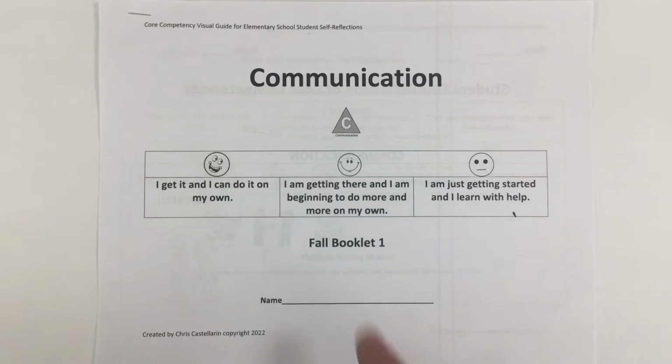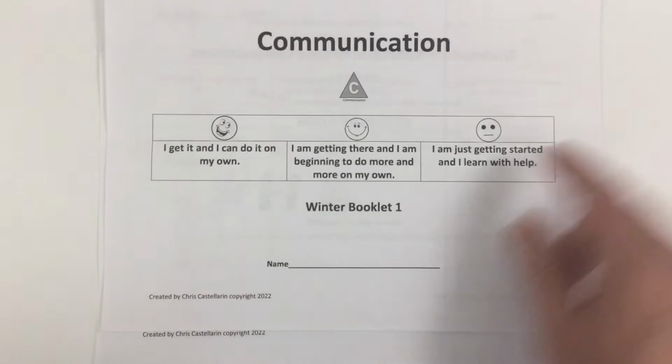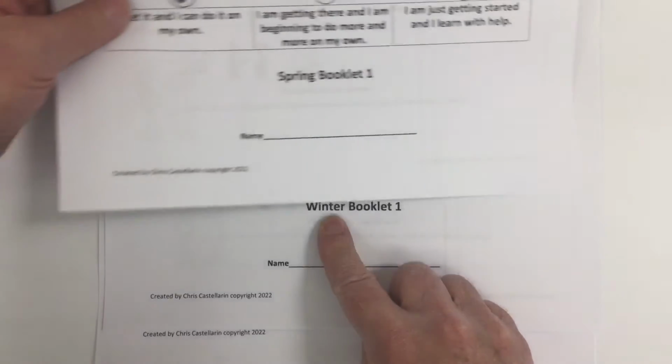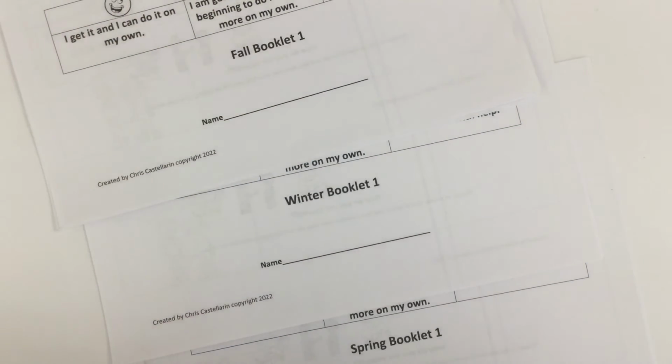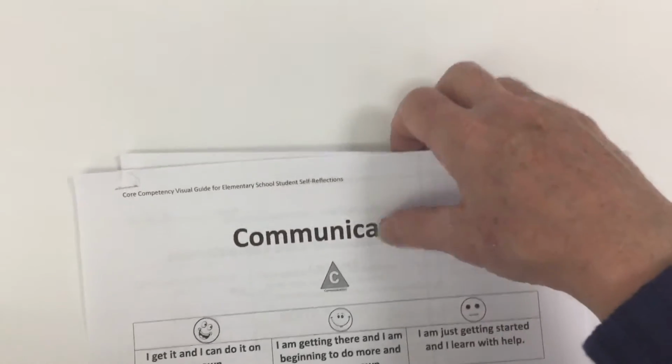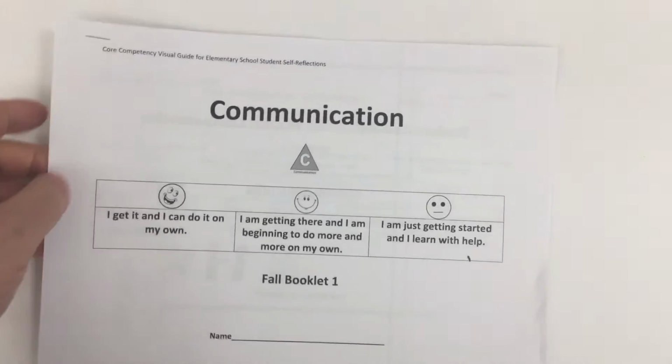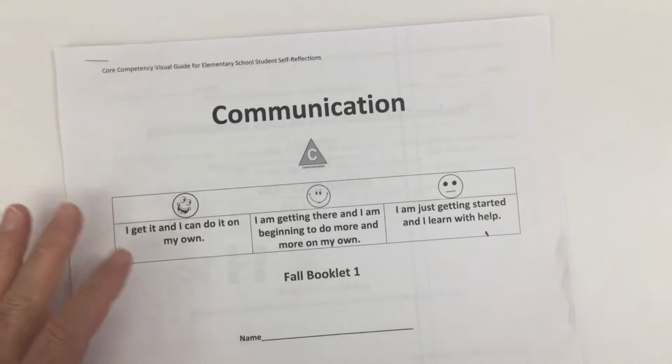So for example, there's a communication for fall, but there's also a communication for winter and also a communication for spring. So really dependent on whether you're going to do the book 3 times during the year or you happen to be doing the communication book in the fall, but maybe the personal awareness and responsibility book sometime in the winter and possibly the social responsibility book by the springtime.